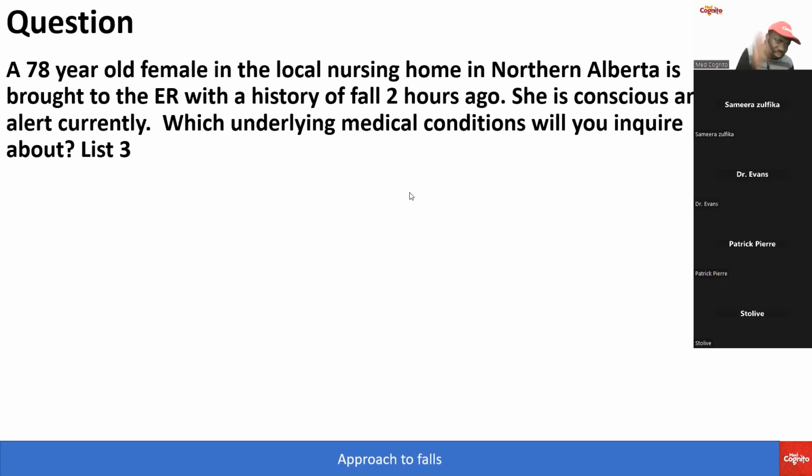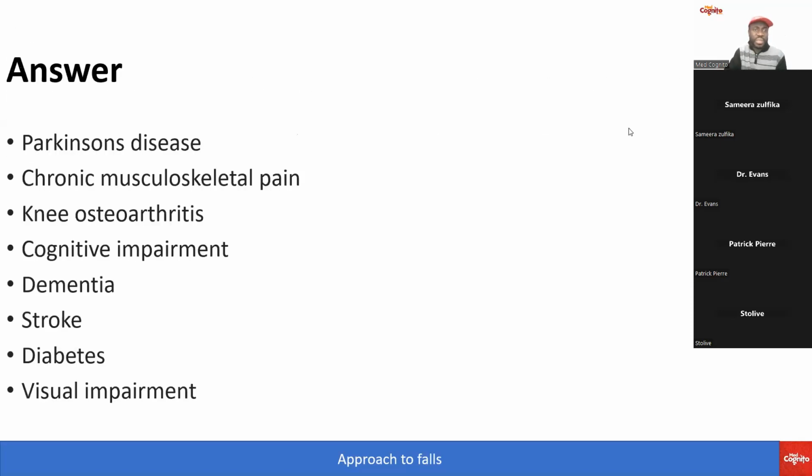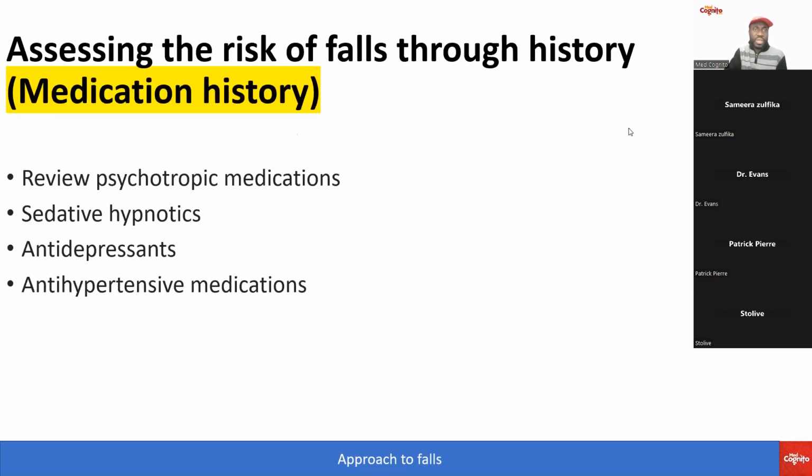Please note that the most important consideration in somebody who has a fall is a history of previous fall. Now, that same patient, she's conscious and alert. Which underlying medical conditions will you inquire about? I think we've already dealt with this question. So let's move on.